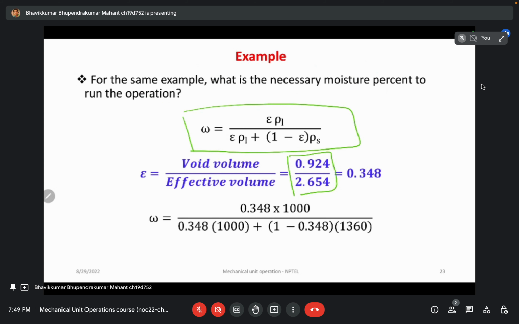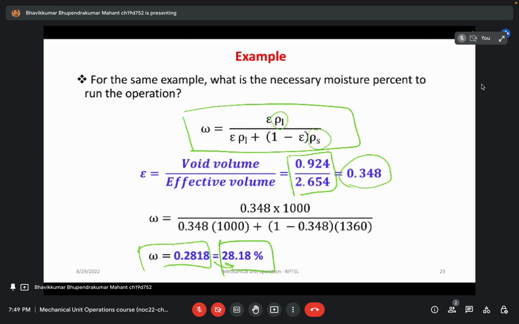Now you just have to substitute the values: rho L is 1000, rho S is 1360, and epsilon is 0.348. At the end you get omega equal to 0.2818. Converting into percentage form, the moisture percentage required to run the successful operation is 28.18%.